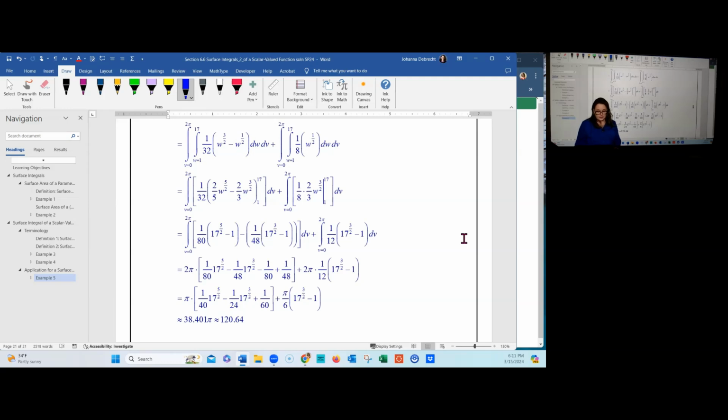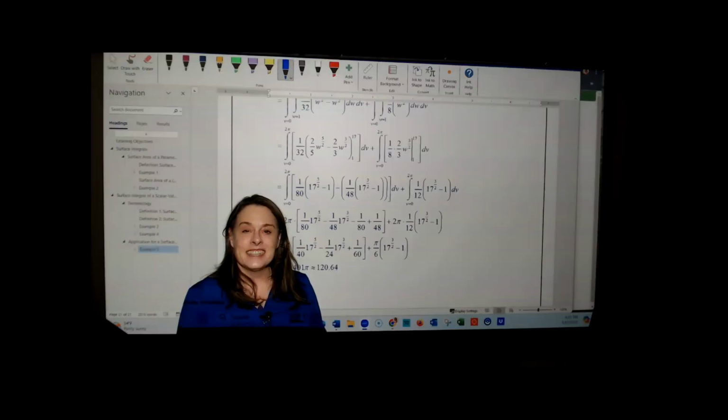120.64 grams. This is the end of the second video over section 6.6, where we looked at computing surface area and also evaluating surface integrals for scalar valued functions.